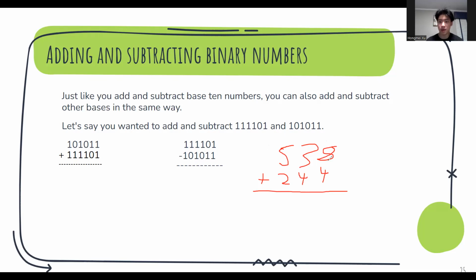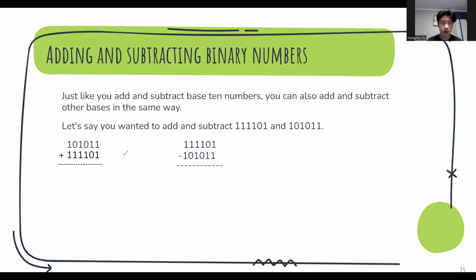And you basically just add, right? So 8 plus 4 is 12. You're basically putting the 2 here and taking the 10 and putting it here. And then now you do 1 plus 3 plus 4, which is 8. And 5 plus 2, which is 7. So 538 plus 244 is 782. If you need a review on this method, then you can search up addition algorithm, and you could maybe see some videos on this way of adding.